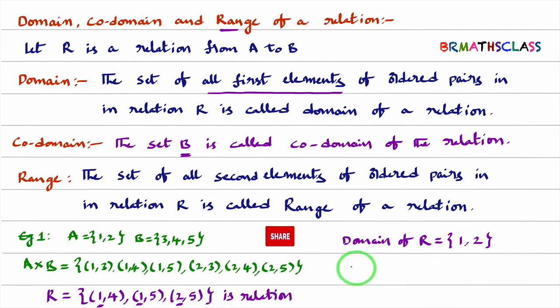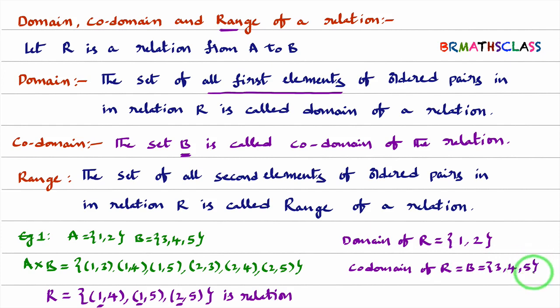Now, codomain. What is the codomain of the relation? If R is a relation from A to B, set B is called the codomain of the relation. Here, R is a relation from A to B, so set B is the codomain. What is set B? Set B is {3, 4, 5}. This is the codomain of this relation R.